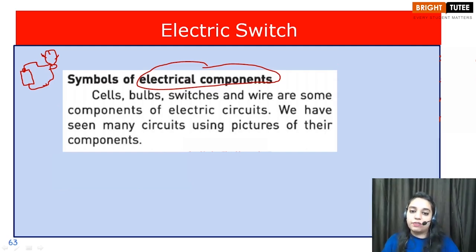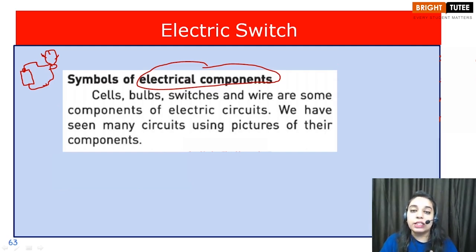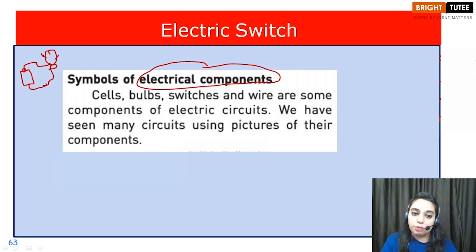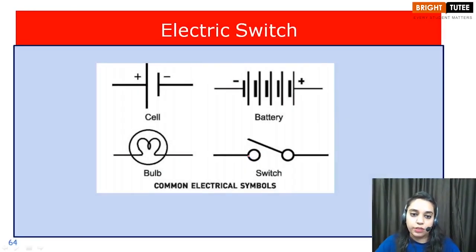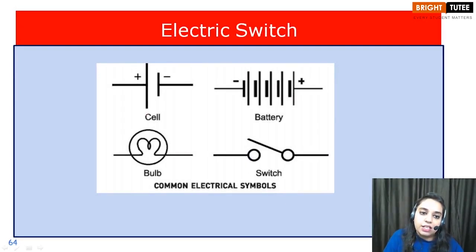So similarly, in physics, you have certain electrical symbols to represent these components of an electric circuit. So now, children, we are going to study about these components, okay? So let us now move ahead and see. We have this electric cell. Electric cell is represented by, children, two parallel lines. One is the longer line, the other is the shorter line.